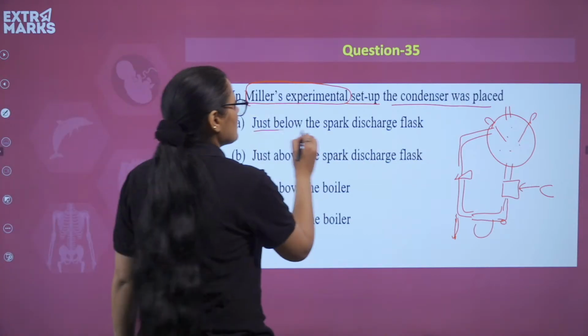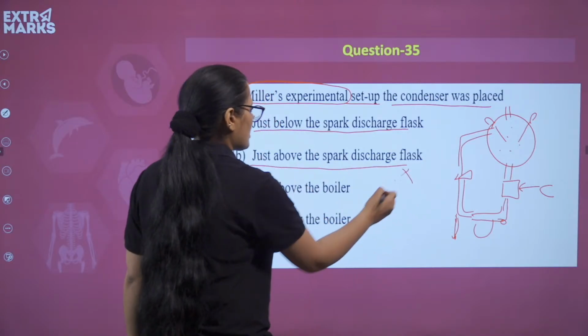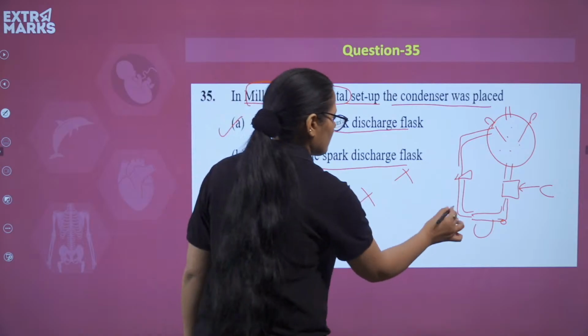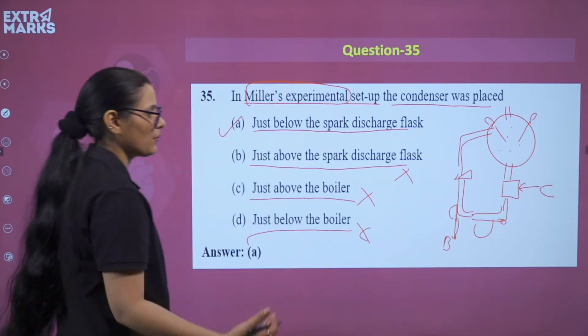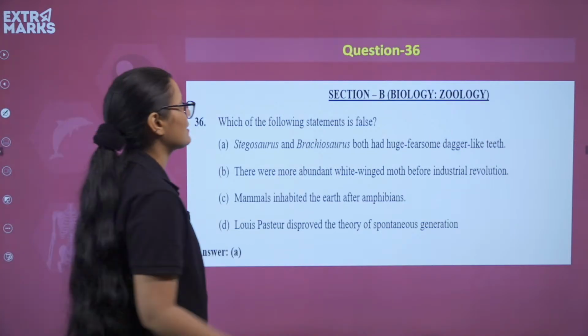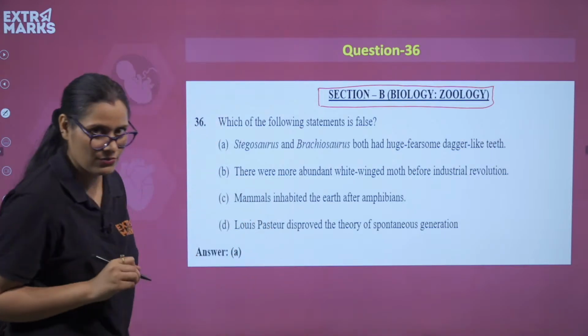So condenser would be below your flask. So it is just below the spark discharge flask, yes. Just above the spark discharge, no. Just above the boiler, no. And just below the boiler, no. Boiler would be here. That will boil. So answer is A.